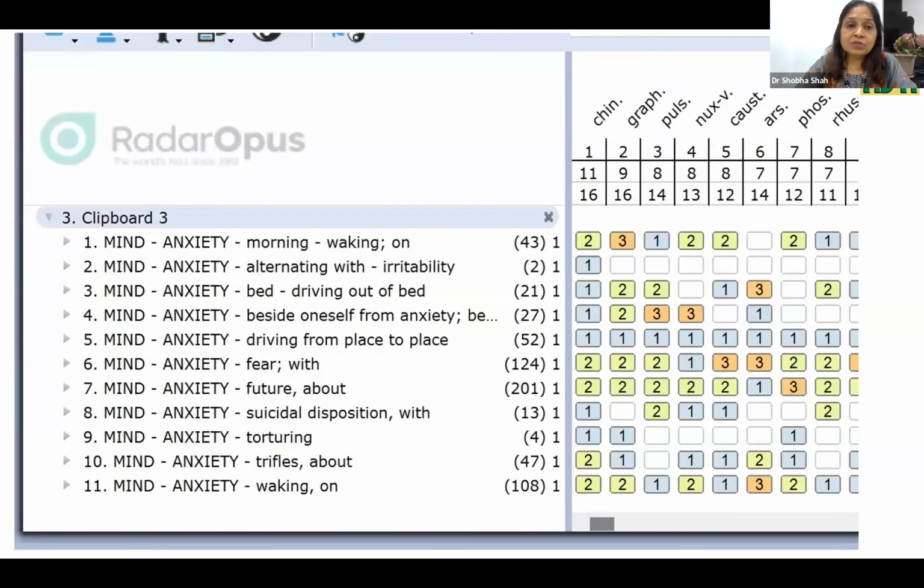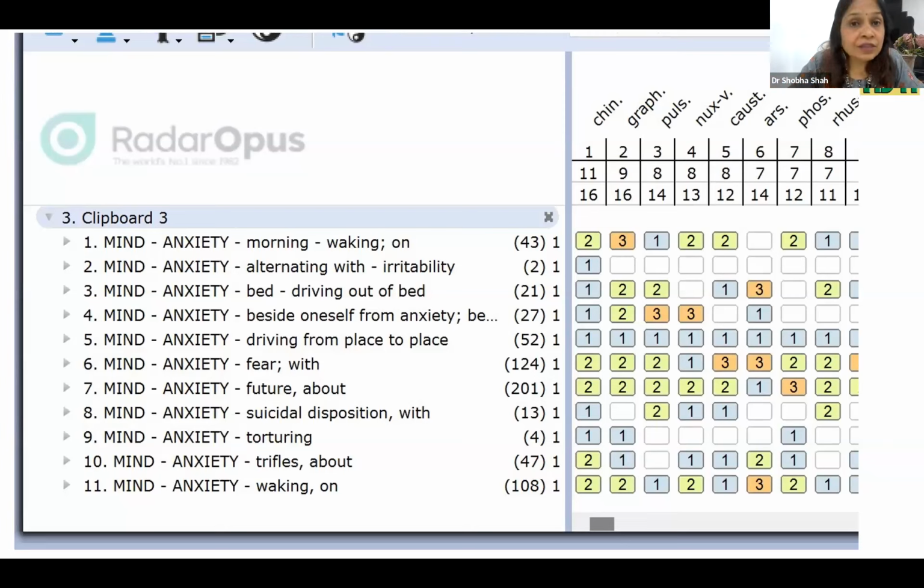And see some of the anxiety symptoms also, like anxiety in the morning on waking, anxiety alternating with irritability. Morning is the time when you are comparatively peaceful, you have just taken a good rest. But in China patients, the anxiety starts in the morning itself, as soon as he wakes up. Anxiety driving him out of the bed, anxiety beside oneself, anxiety driving from place to place, anxiety with fear, anxiety about future, anxiety with suicidal disposition. It makes him think to the extent of suicidal thoughts.